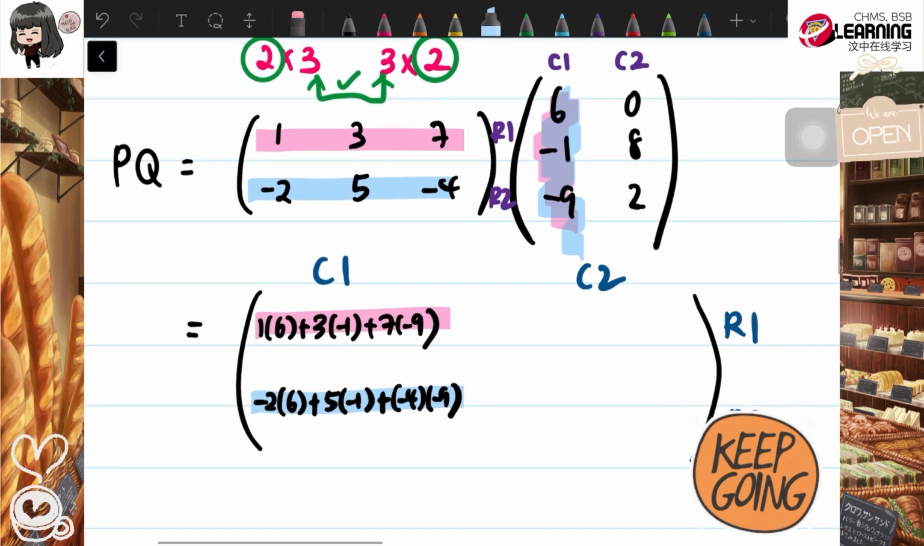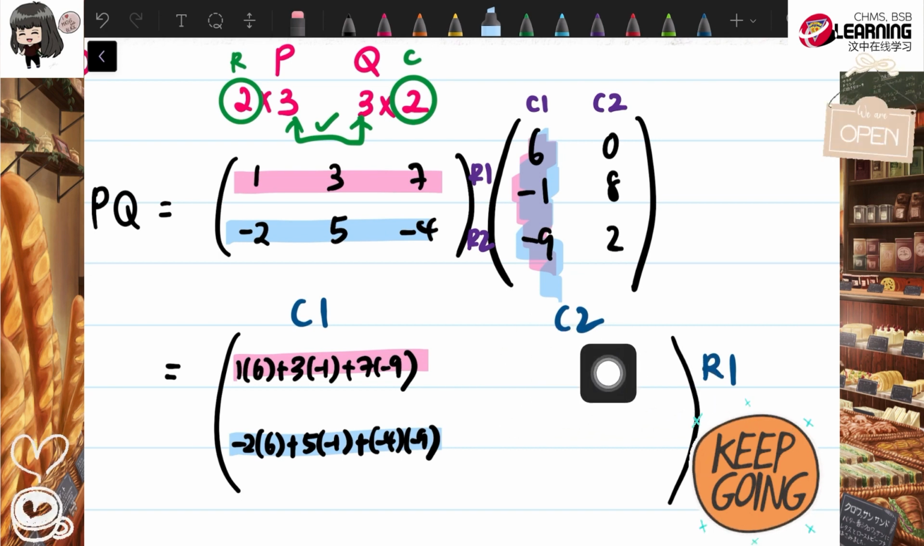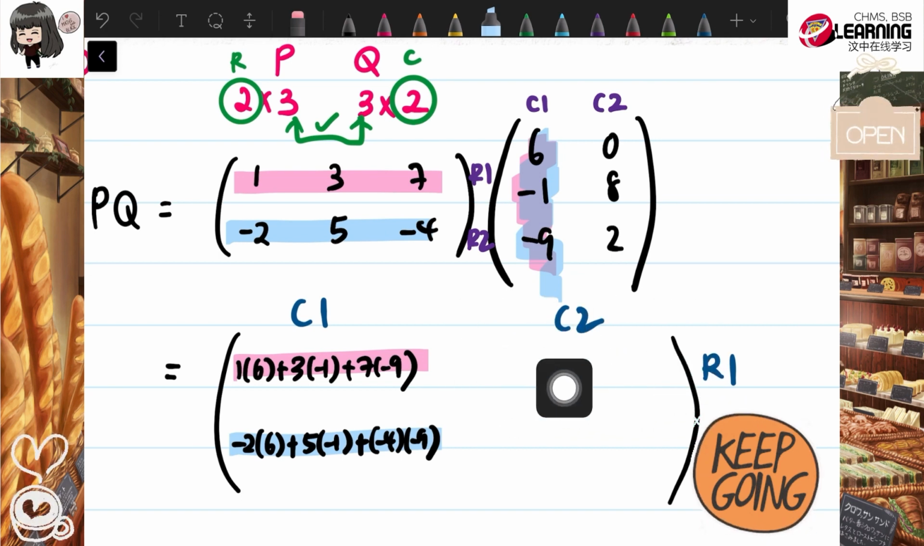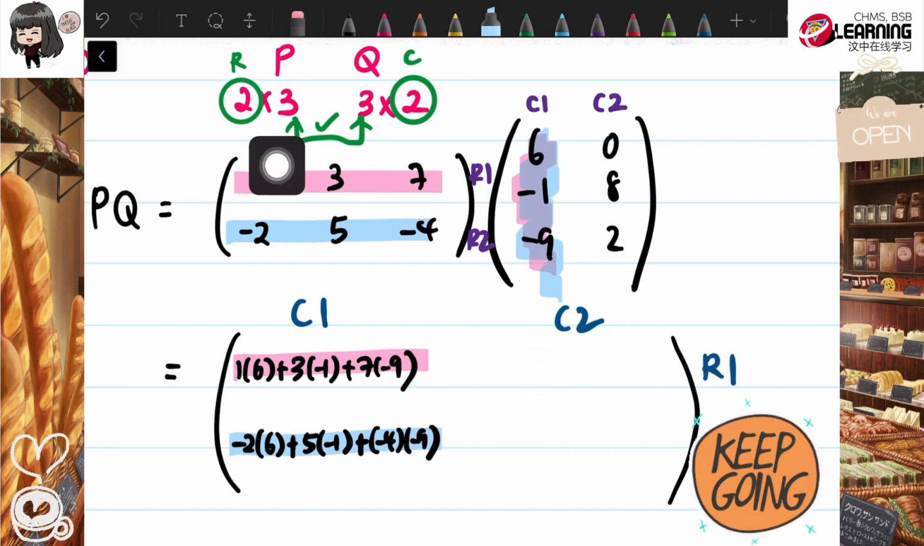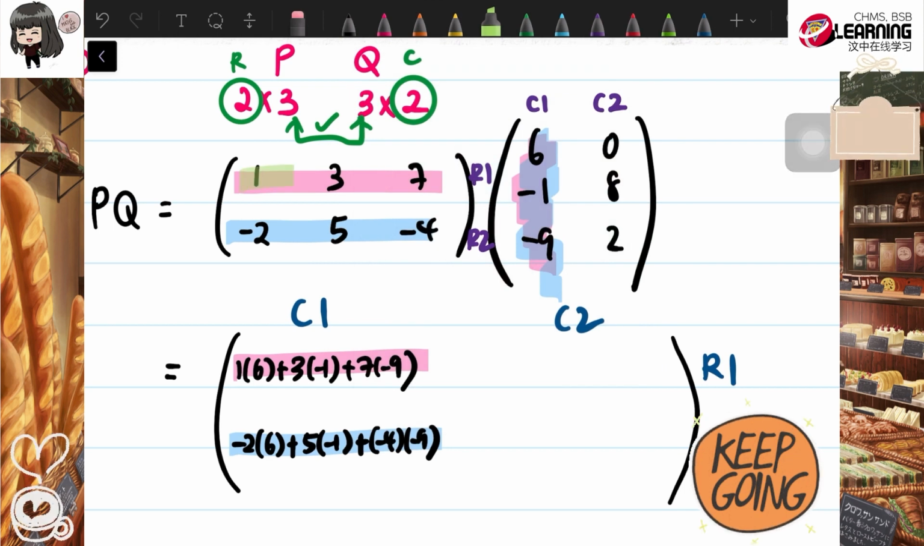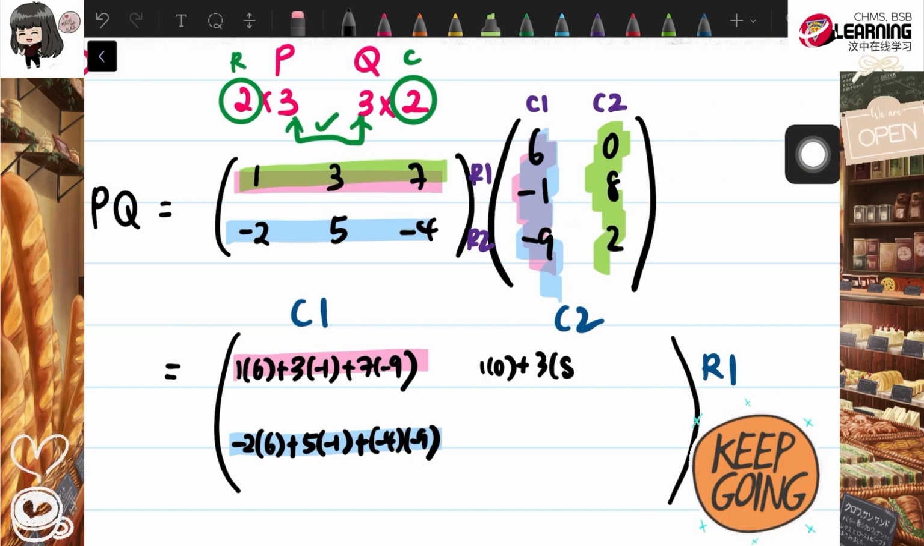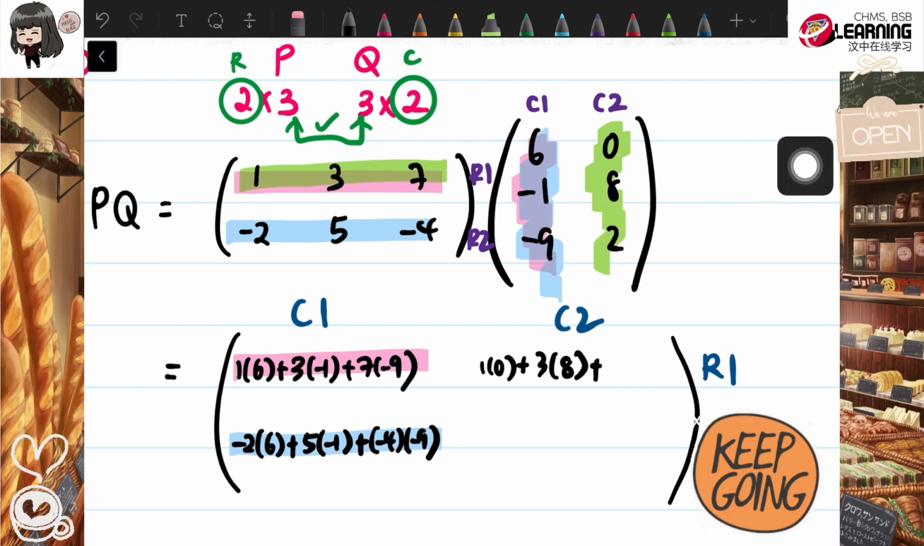So you look at the highlight color. To get this answer, this is row 1, column 2. This element here will be from row 1 and column 2. So it always comes from the row first, row 1 and column 2. So your first row will be this, and column 2, the green one. So it will be 1 times 0, which is 0, plus 3 times 8, plus 7 times 2.